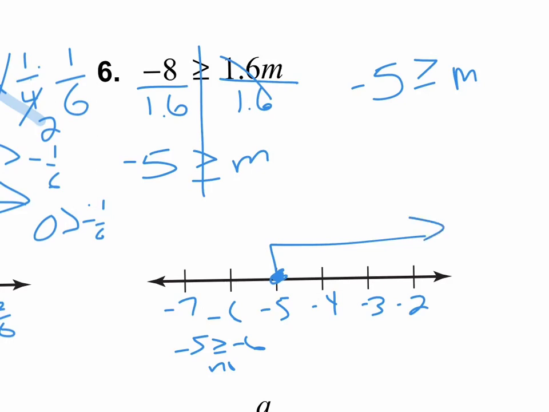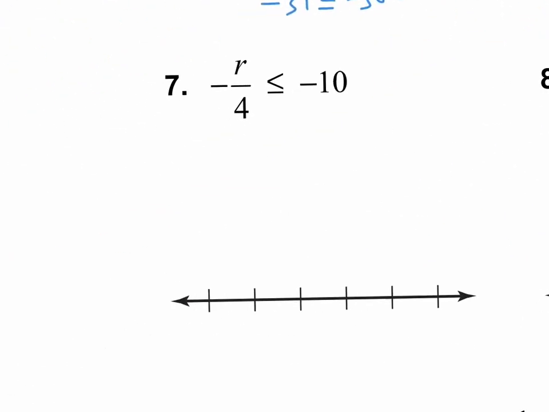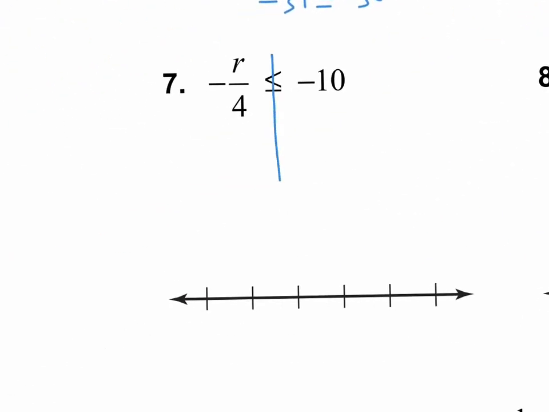Okay, moving on, number 7. We start by drawing my line again. This is a negative 4.